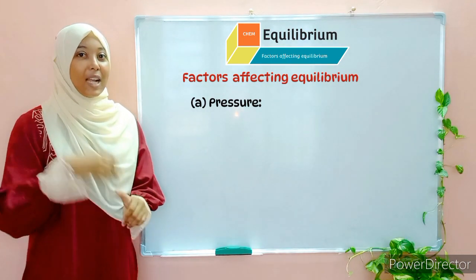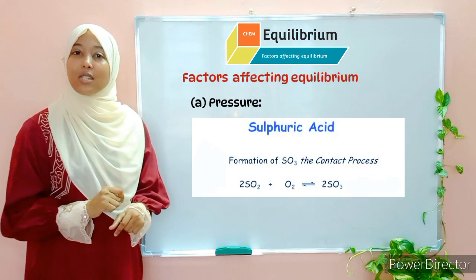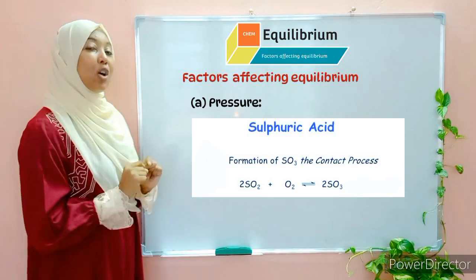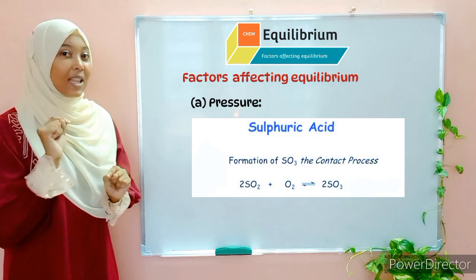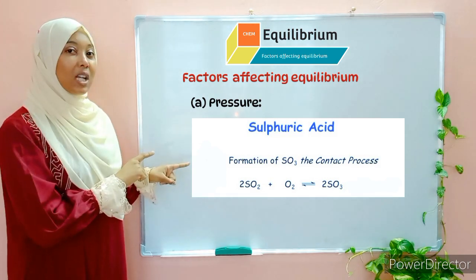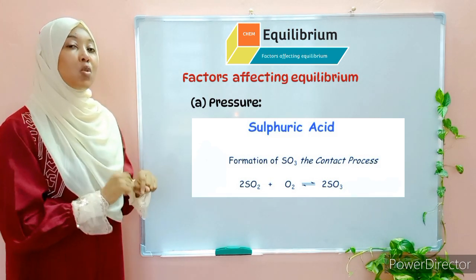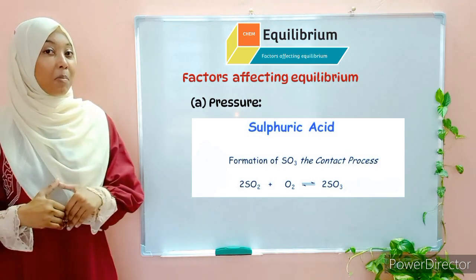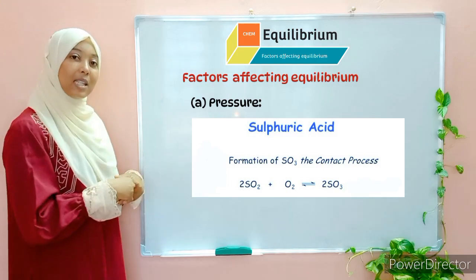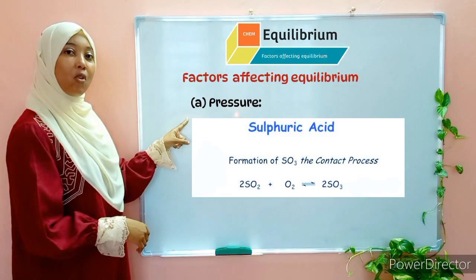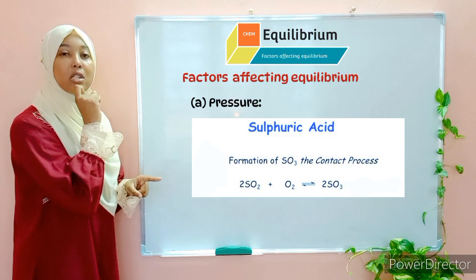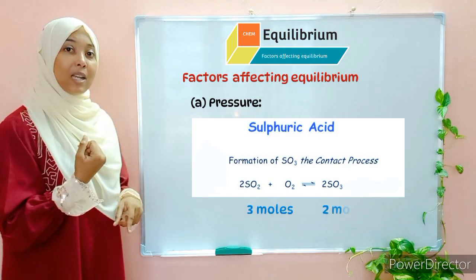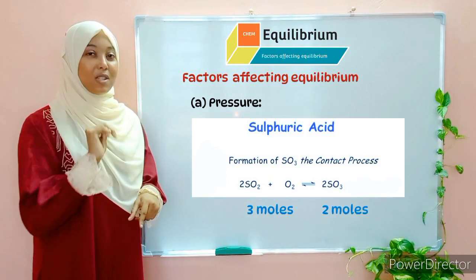Now, let's talk about the contact process. The contact process is responsible for the manufacture of sulfuric(VI) acid. In this reaction, sulfur(IV) oxide reacts with oxygen gas to form sulfur(VI) oxide. Again, let's look at the number of moles on the reactant side. We have 2 moles of sulfur(IV) oxide and 1 mole of oxygen gas, a total of 3 moles on this side. What about on the product side? We only have 2 moles.